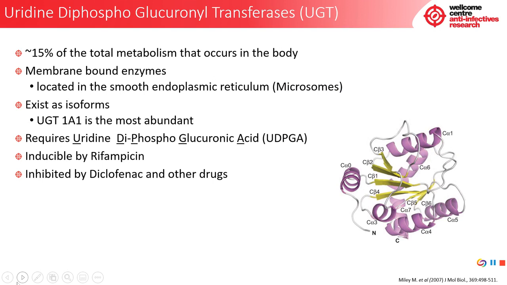Uridine diphosphoglucuronyl transferase, UGT. As already mentioned, they are responsible for 15% of the total metabolism that occurs in the body. They are membrane-bound enzymes as well, and they are located in the smooth endoplasmic reticulum. They also exist as isoforms, of which UGT1A1 is the most abundant. They require uridine diphosphoglucuronic acid, UDPGA, as a cofactor. They are inducible by rifampicin and could be inhibited by diclofenac and other drugs.